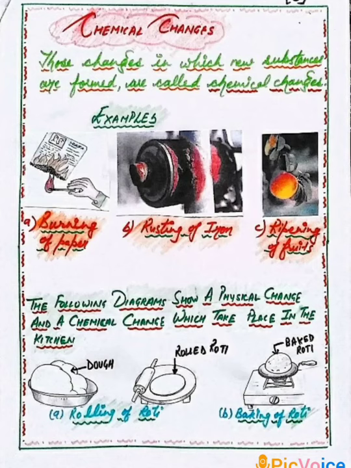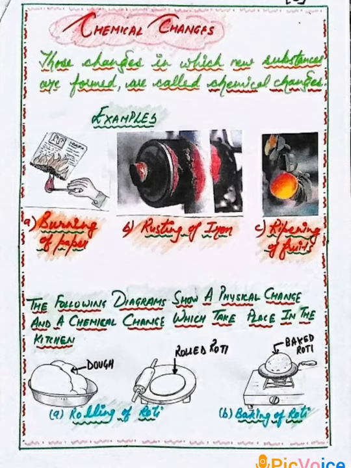Now, chemical changes. Chemical changes are those changes in which new substances are formed. In a chemical change, the substances involved change their identity. They get converted into entirely new substances. And the new substances usually cannot be returned to their original form. This means that chemical changes are usually irreversible.